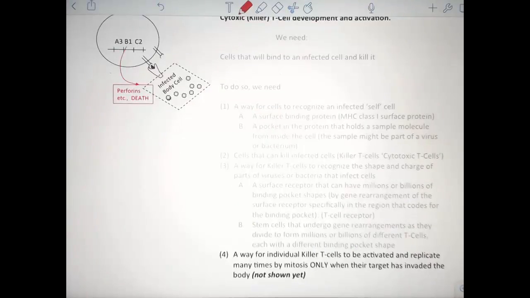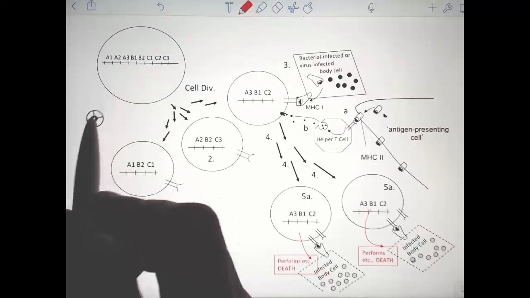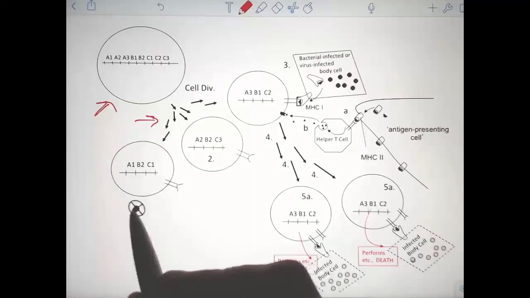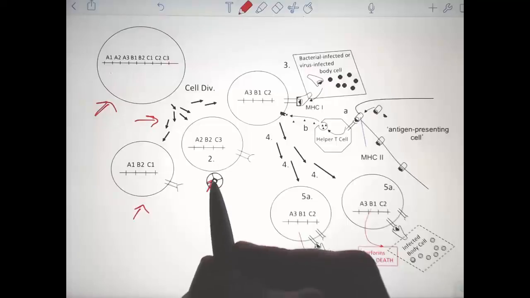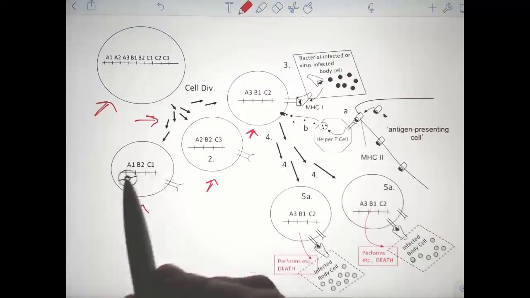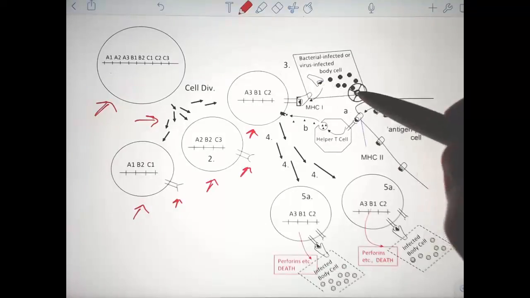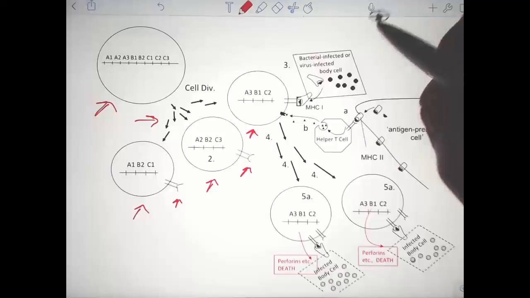Finally, we need a way for these individual killer T cells to be inactive, doing nothing when there's no infection, but then to replicate many times, but only when their target has invaded the body. Here's the story that I'm going to run through. Stem cells that divide during development to form many different types of T cells, each with a different combination for the binding pocket, and therefore each able to bind to a different target molecule.